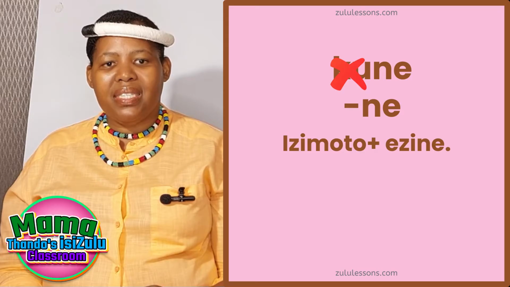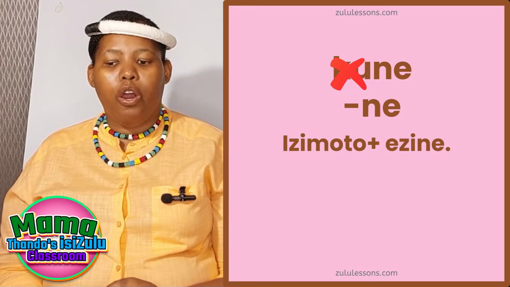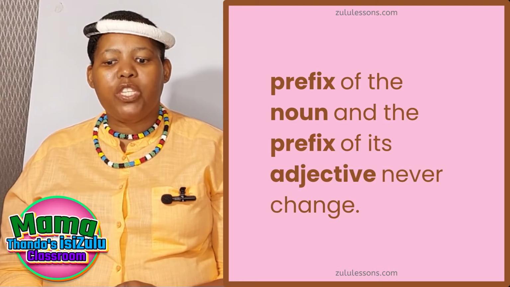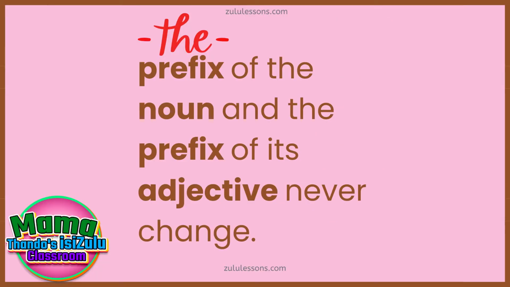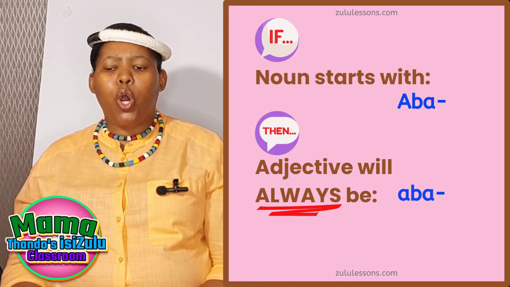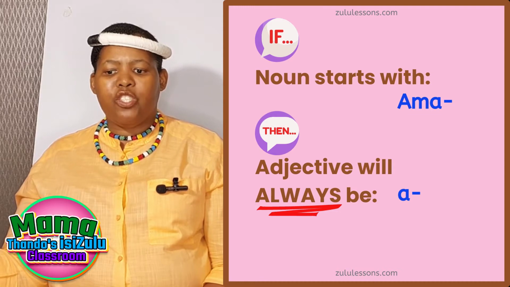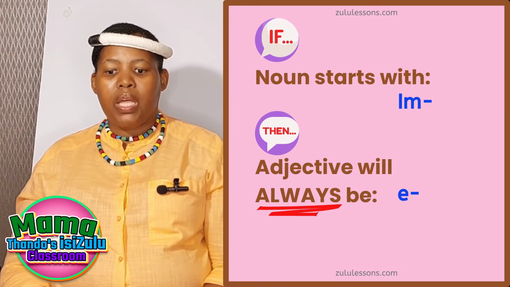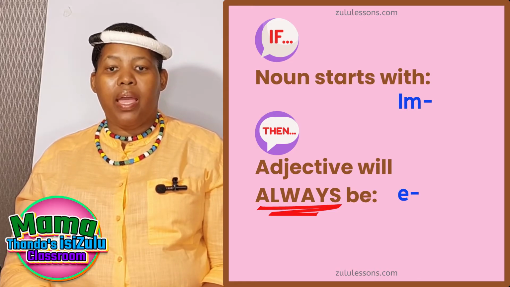The letters ezi, E-Z-I, before the number ne, is the prefix of the adjective. The prefix of the noun and the prefix of its adjective never change. If the word starts with aba, then its adjective will always have the prefix aba. If a word starts with ama, then the adjective will always start with a. If a word starts with im, then its adjective will always start with e.